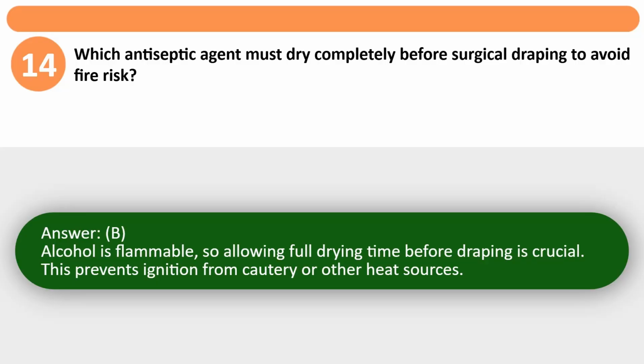Answer: B. Alcohol is flammable, so allowing full drying time before draping is crucial. This prevents ignition from cautery or other heat sources.